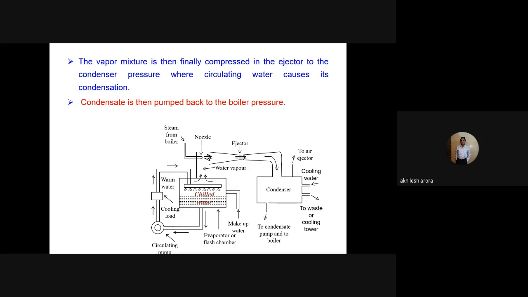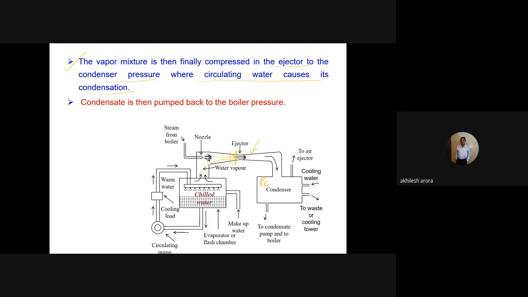The vapor mixture is finally compressed in the ejector to the condenser pressure, where the circulating water causes its condensation. So as I told you, once the mixing takes place between the steam and the flash vapor at the mixing section, just before the throat of the ejector, the mixture then passes through the diverging portion of the ejector, where because of the increase in the area, the kinetic energy reduces and the pressure increases to that which exists in the condenser.